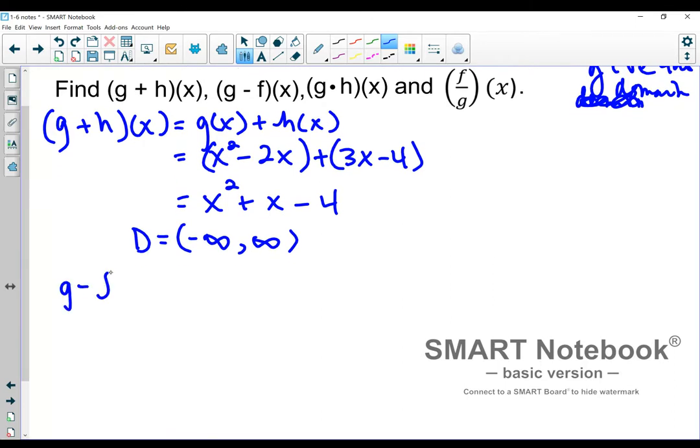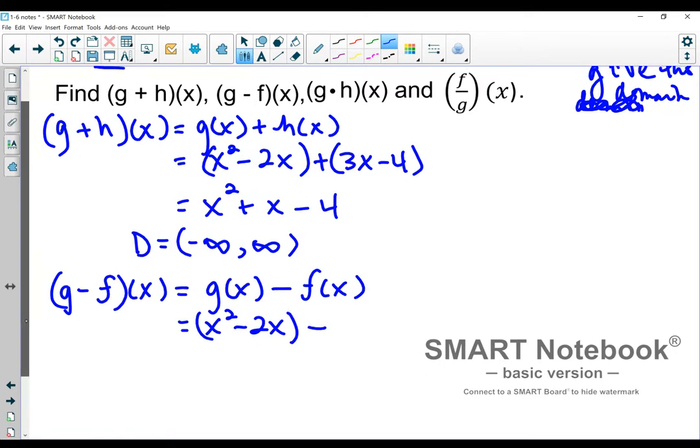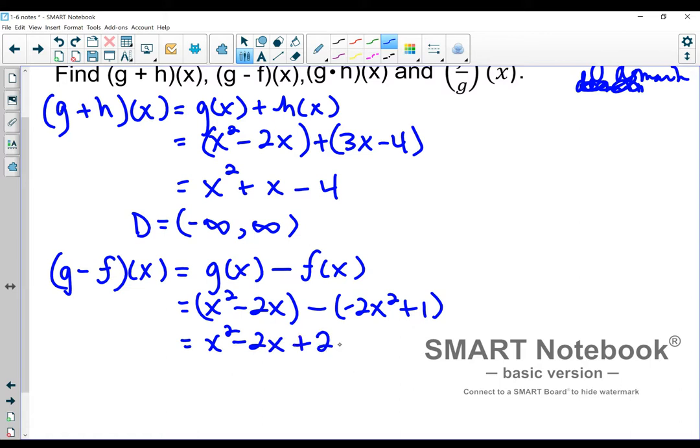So g minus f of x means I take g of x and I subtract f of x. So I know that g of x is, and I guess I could look over at my paper over here. So g of x is x squared minus 2x minus, and then f of x is negative 2x squared plus 1. So now I need to distribute that minus sign. So x squared minus 2x plus 2x squared minus 1. And we'll just put like terms together again.